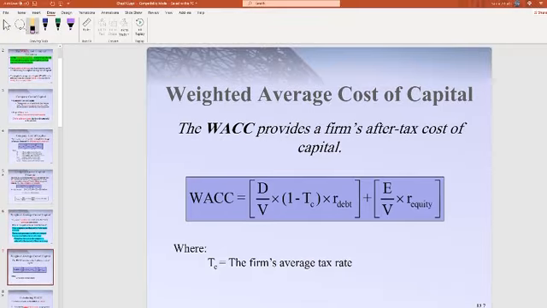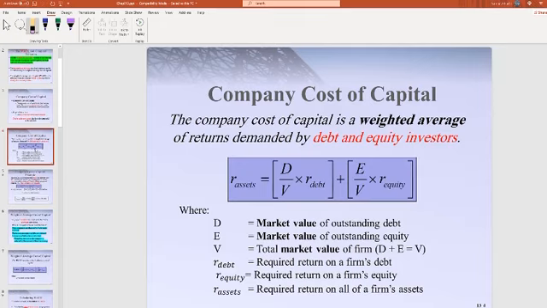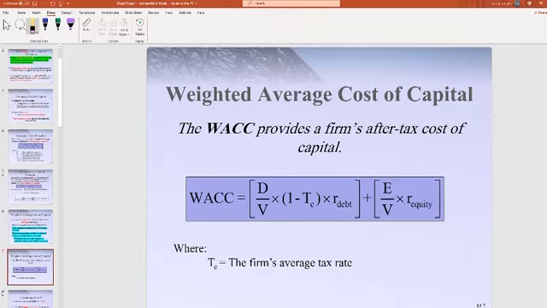Actually, this is the correct formula for WACC. Here in the formula, we add 1 minus tax. The previous one is not the correct one. You can use it if there is no tax. If the country doesn't have tax, we use that formula. But if there is a tax, you use this formula.